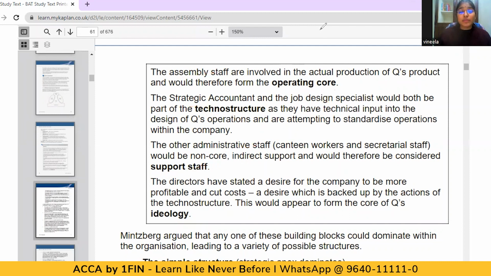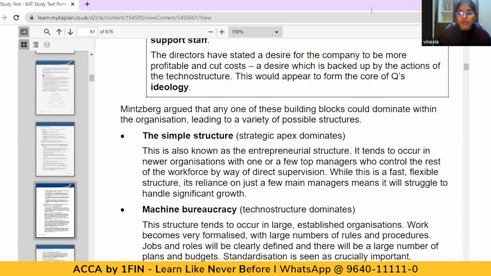So what is the concept behind your organization? What is the ideology? The ideology is a simple thing that I have read there. It is clearly said that the board of directors are trying to cut costs and increase profitability for investors. That is your core ideology for the time being, for that year. The directors have stated a desire for the company to be more profitable and cut costs, a desire backed up by the actions of the Technostructure. So simply, their ideology is to cut costs and increase profits for investors. Simple thing. So this is the basic concept of the Mintzberg configuration.